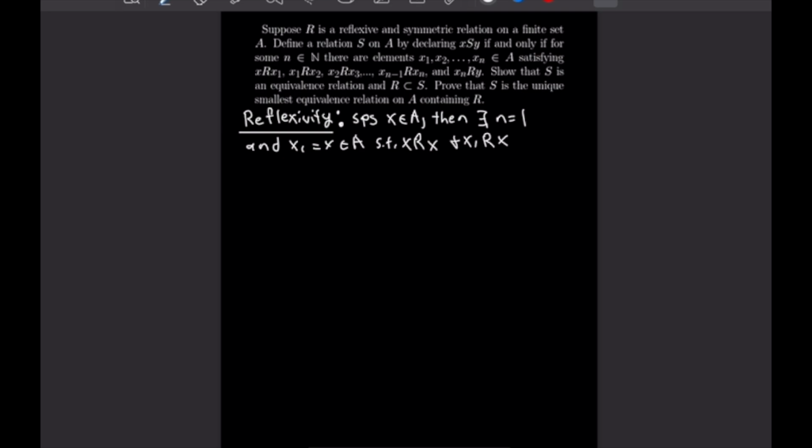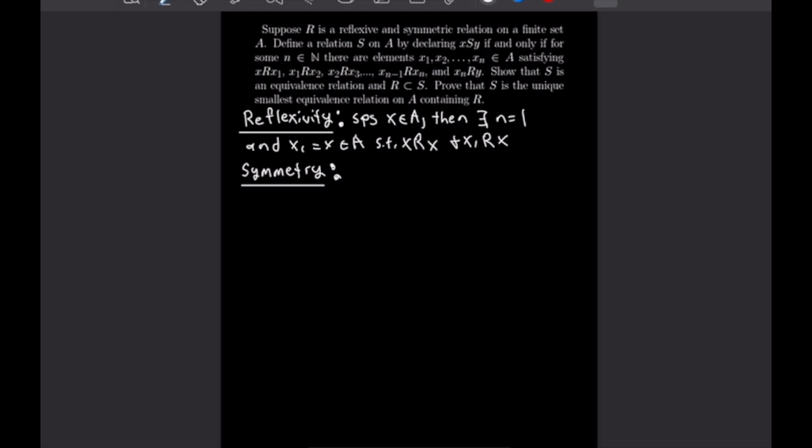So basically what we're doing here is choosing n to be equal to 1, so our string of relations starts and ends with x is related to x1. And then we have also that x1 is equal to x, so we have proved that x is related to x. So now let's do our proof of symmetry.